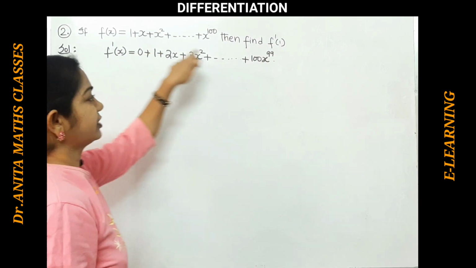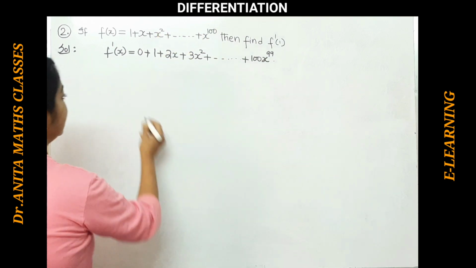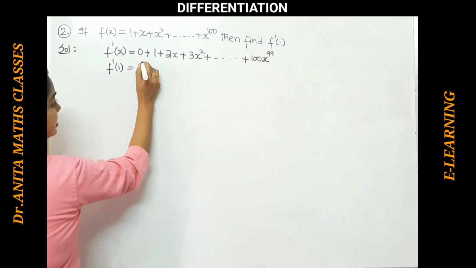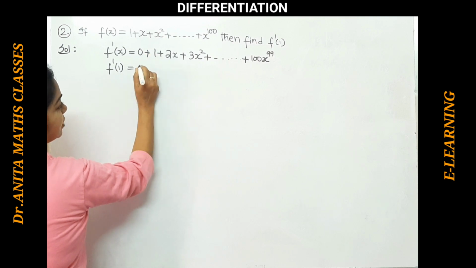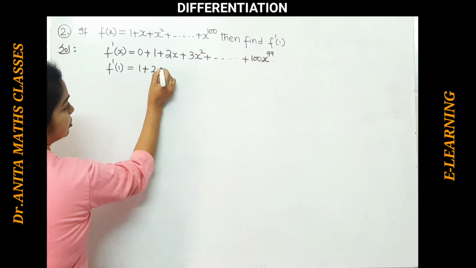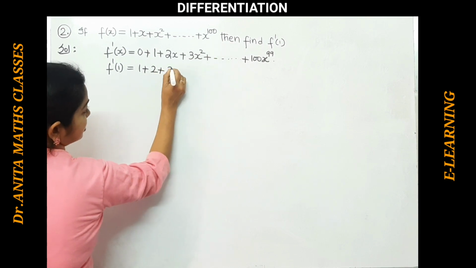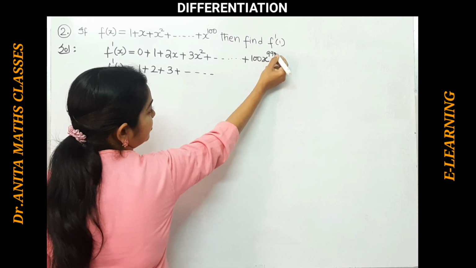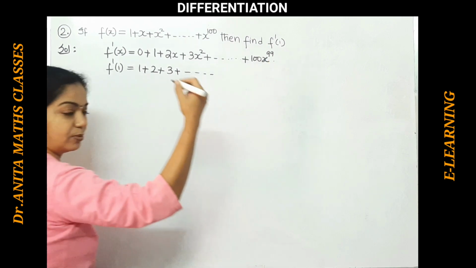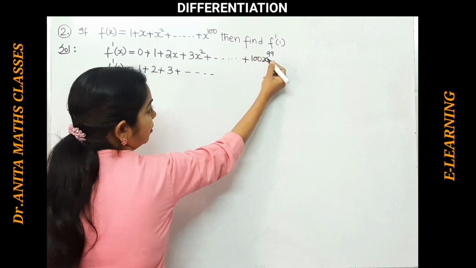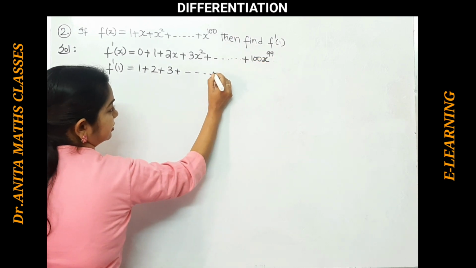Here in place of x we have to substitute 1, right? So f dash of 1 is 0 plus 1, 1 plus 2 into 1 is 2, 1 square into 3 is 3. Likewise you get 100 into 1 raised to the power of 99. Any 1 raised to the power of any exponent becomes 1 only. 1 into 100 is 100.